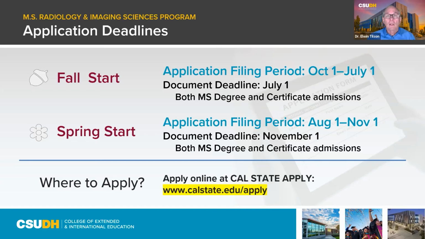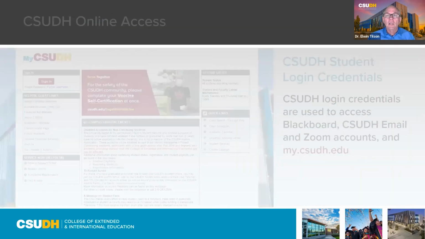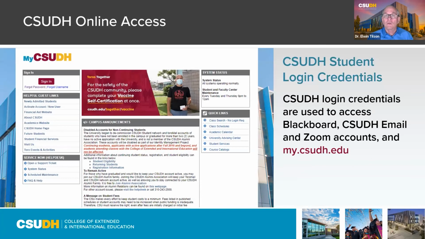Because this is an online program, you need to have access to online. And the student portal, once you apply, is My CSUDH. In that portal, you'll have access to the classes, the email, registration, your status, admission status, all that stuff, Zoom meetings, the whole nine yards, all through this one access point, My CSUDH. So that's what you're going to use once you've applied.